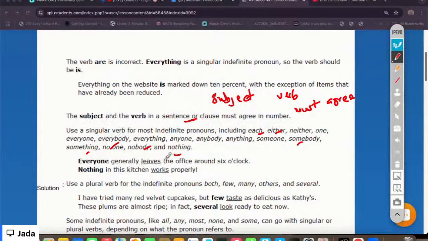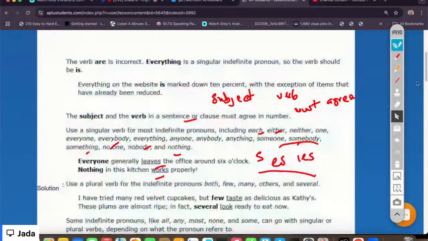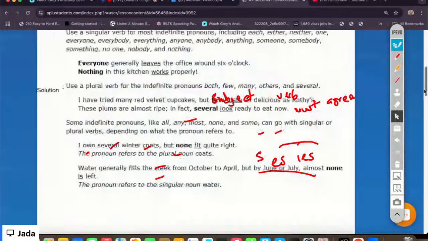So everyone generally leaves the office around 6 o'clock. Nothing in the kitchen works properly. So remember that the singular verb ends with es, ies, os. Once it's singular subject, singular verb, you would have the verb ending like this: walks, lives. Alright, so moving on.